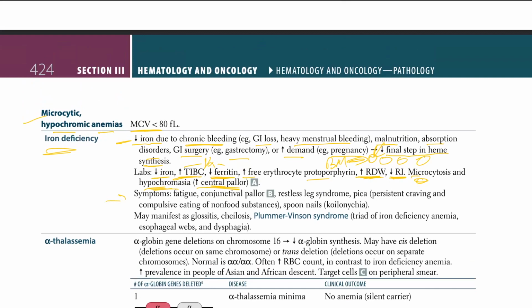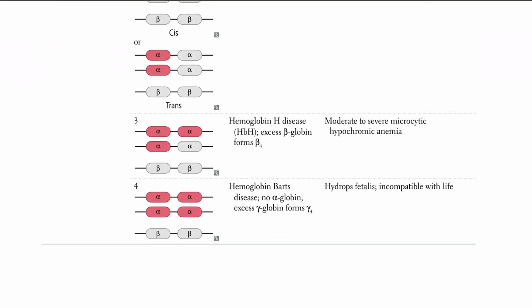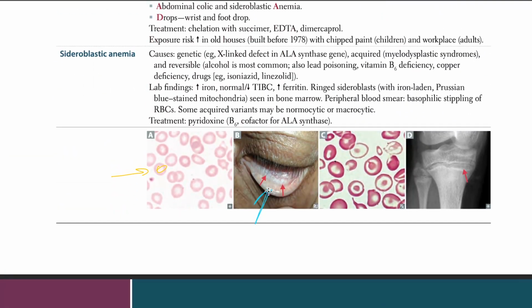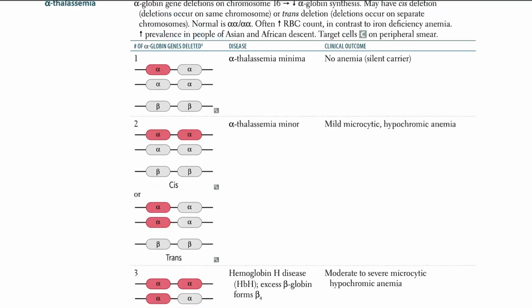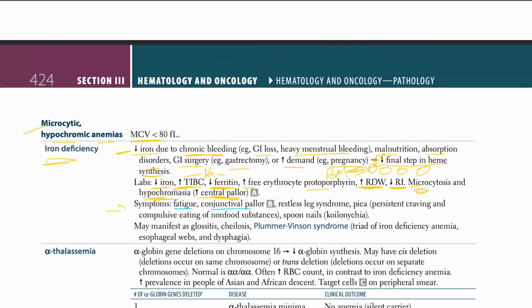Symptoms are, you would have fatigue, conjunctival pallor. Looking at conjunctival pallor here again. Look at this. Conjunctival pallor. Restless leg syndrome, pica, which is persistent cravings and compulsive eating of non-food substances. That's pica. Spoon nails, which is koilonychia, may manifest as glossitis, cheilosis, Plummer-Vinson syndrome, which is a triad of iron deficiency, esophageal webs, dysphagia.